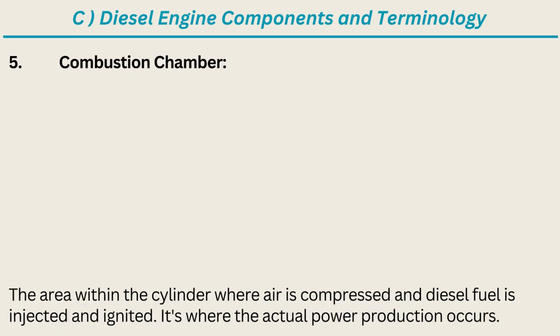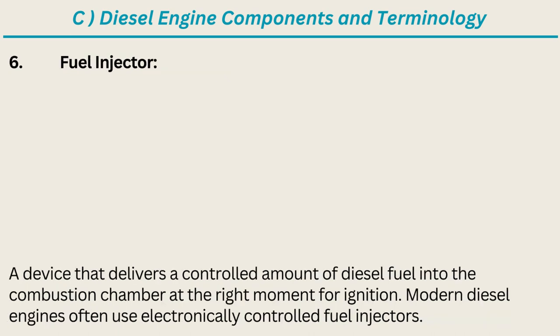5. Combustion chamber. The area within the cylinder where air is compressed and diesel fuel is injected and ignited. It's where the actual power production occurs. 6. Fuel injector. A device that delivers a controlled amount of diesel fuel into the combustion chamber at the right moment for ignition. Modern diesel engines often use electronically controlled fuel injectors.